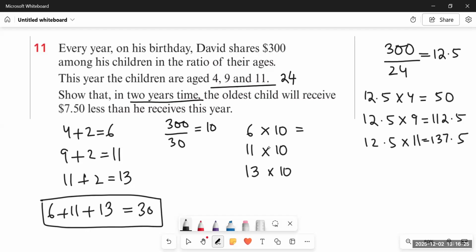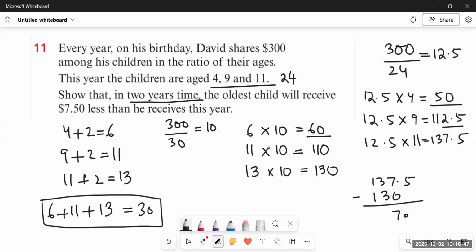So the first one will get $60. Earlier he was getting $50. Now he will get 10 more dollars. The middle child will now get $110, $2.5 less. And the eldest one will get $130, and it's now 137.5 minus 130 equals 7.5.